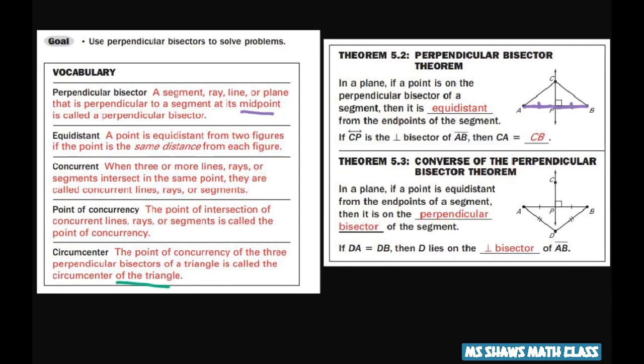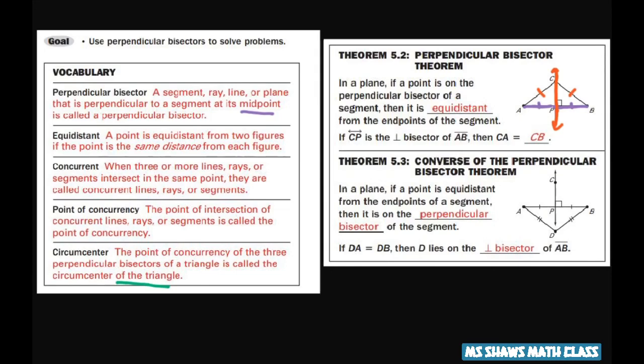So here's your important theorems. In a plane, if a point is on a perpendicular bisector of a segment, then it is equidistant from the endpoints of the segment. So if CP is your perpendicular bisector of AB, then CA equals CB. All right, and the converse is also true.